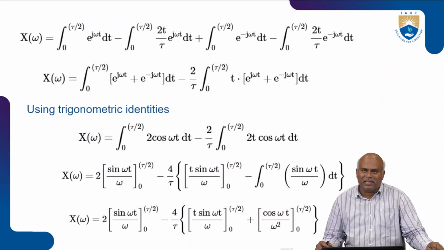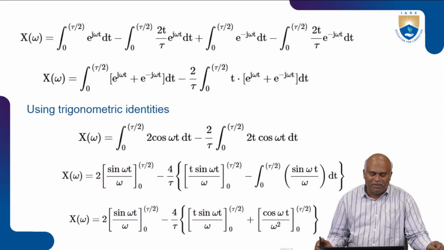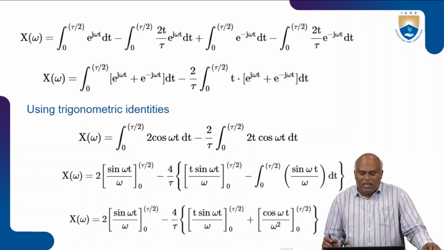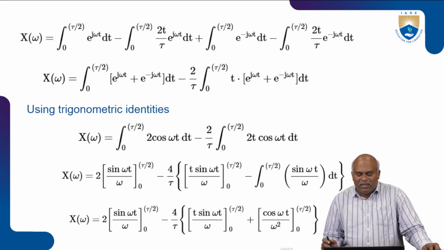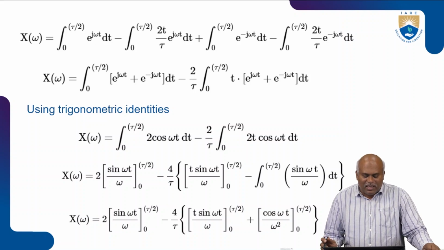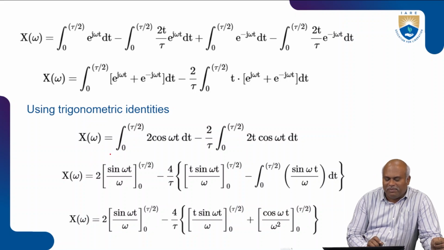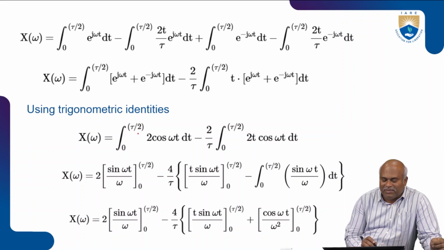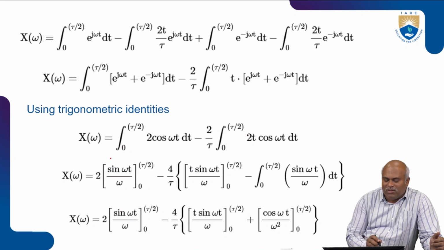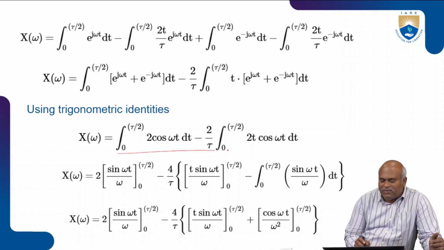After doing the integration, we should substitute our limits. Then after substituting the limits, we get the output in triangular form. That triangular form I should write as X of omega equal to integral from 0 to tau by 2 of 2t by tau cos omega t dt minus 2 by tau integral from 0 to tau by 2 of 2t cos omega t dt. So this is the simplification of the integration.